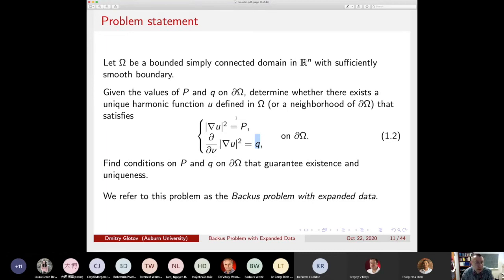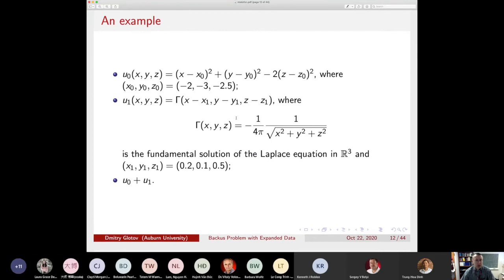And in general, we expect that the values of P and Q need to be in some sense connected. So we would like to find conditions on these functions which guarantee existence and uniqueness. So this is the problem that is referenced in the title of the talk. So that's the Backus problem with expanded data. And just to give you some motivation why we would want to consider a function like this.